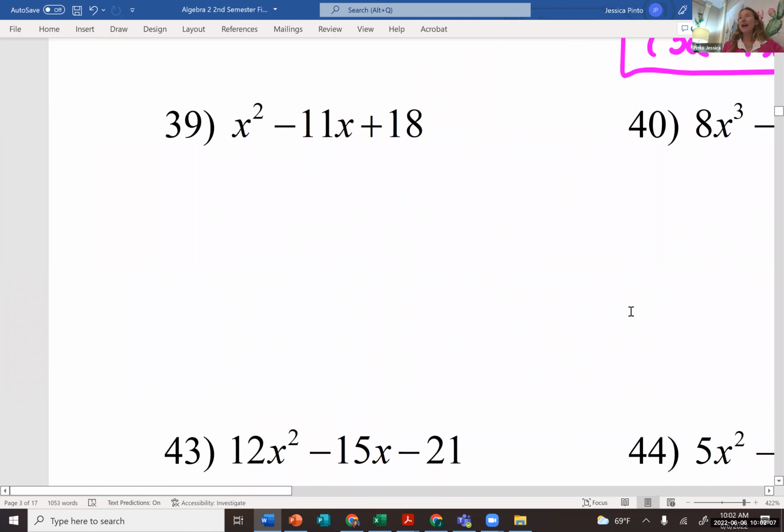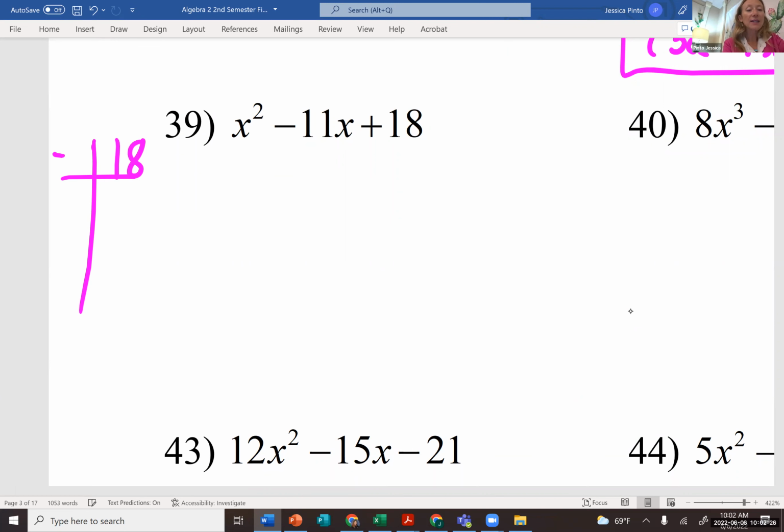Okay, 39 is added again. We've got another 9 problem. This is the fast factoring. We can tell because it's x squared instead of 2x squared, 3x squared, 4x squared, or 6x squared. So I'm going to make my t-chart. Needs to multiply to 18 and add to negative 11.